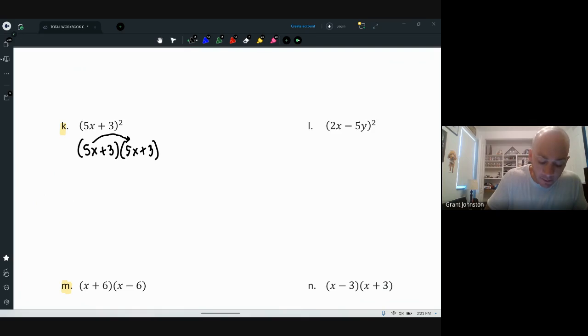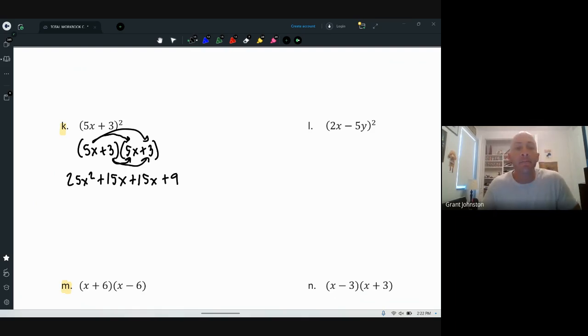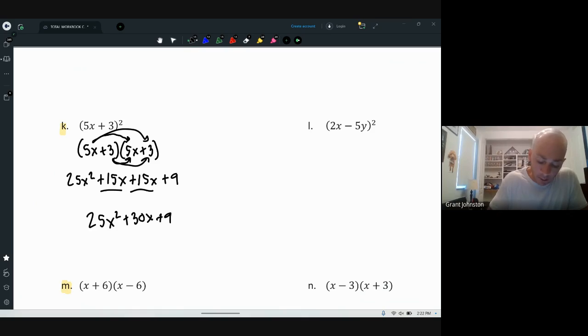Okay, so we got the 5x times the 5x, that would be 25x squared. A 5x times a 3 would be 15x. Then this 3 times the 5x is another 15x. And then 3 times 3 is 9. Then the 15x plus the 15x would give you 30x. So I have 25x squared plus 30x plus 9.